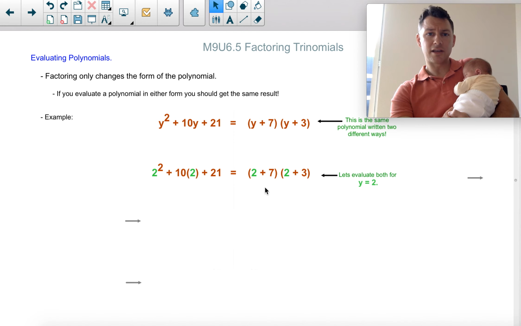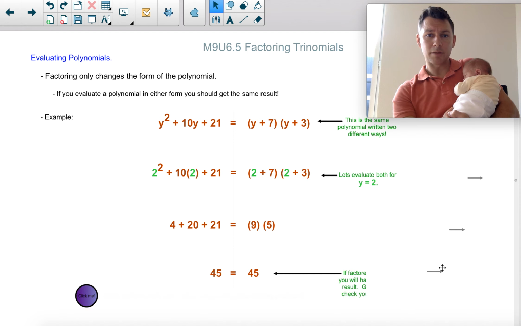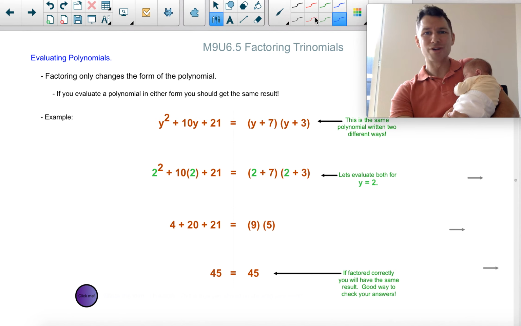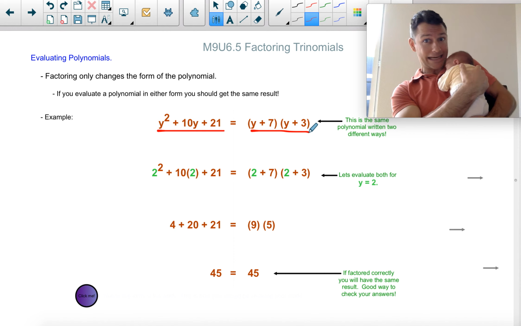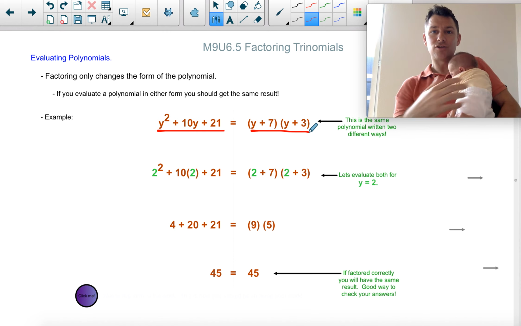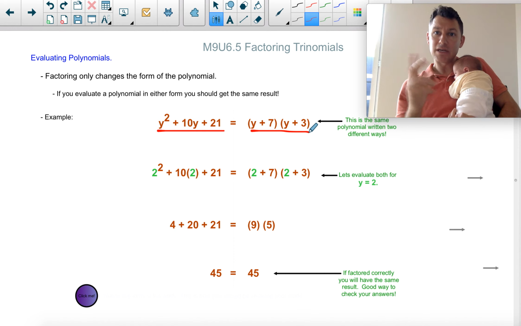I plugged it in here. I plugged it in here. I clean things up, right? When you square this and add all this together, you get this mess. When you add these and multiply, you get this mess. And when you clean them up a little bit, you get this equals this, right? They're the same. What I want you to see is we're not changing the essence of the expression. All we're doing is changing how it looks so that we can manipulate it better later.